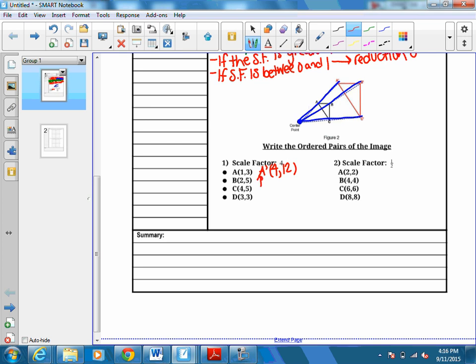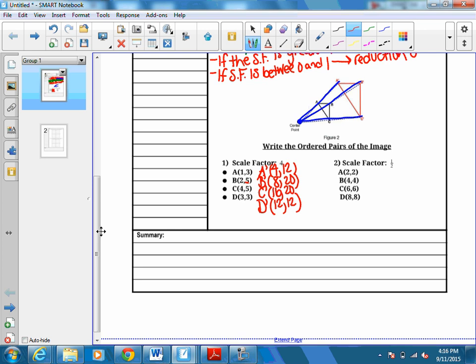If I look at B prime, 4 times 2 is going to be 8, and then 5 times 4 is going to be 20. Let's do the same thing for C prime. 4 times 4 is going to be 16, and then 5 times 4 is going to be 20. And last but not least for D prime, 3 times 4 is going to be 12, and 3 times 4 is also going to be 12. That's my image after I have done my scale factor.